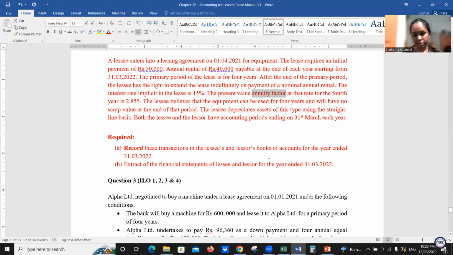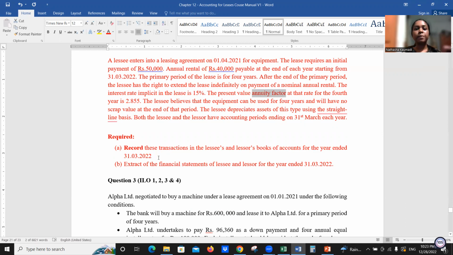So what is required? Most important thing: record these transactions in the lessee's and lessor's books. Both lessees and lessors we have to consider. That's why I selected this question, because we can cover both parties' books of accounts for the year ended 31st March 2022.